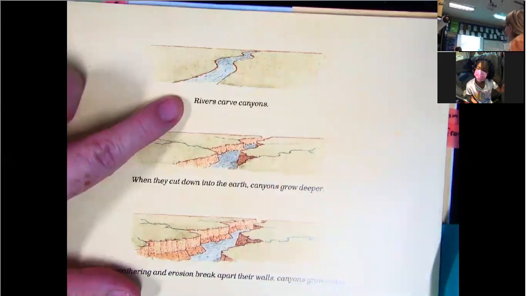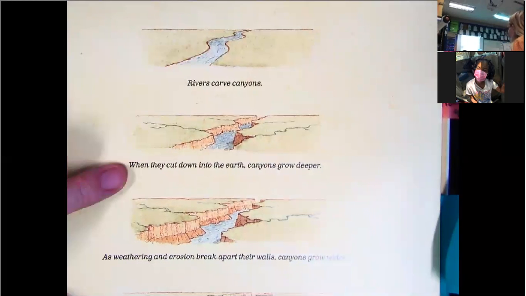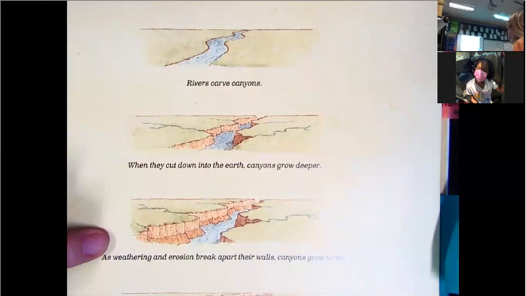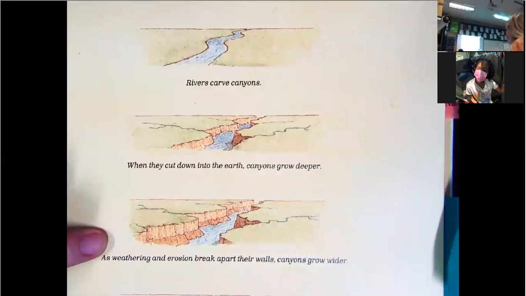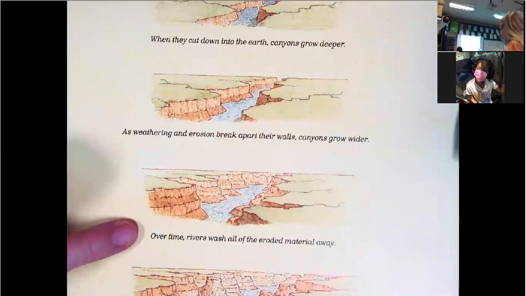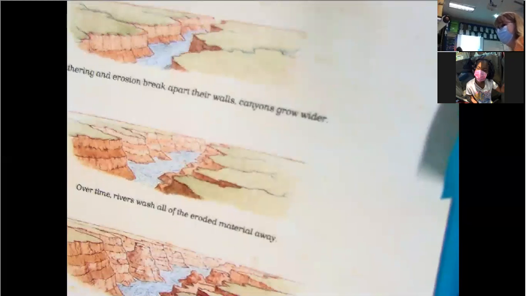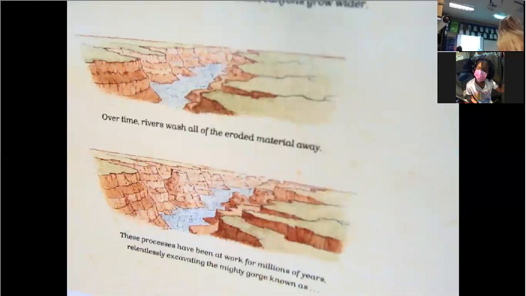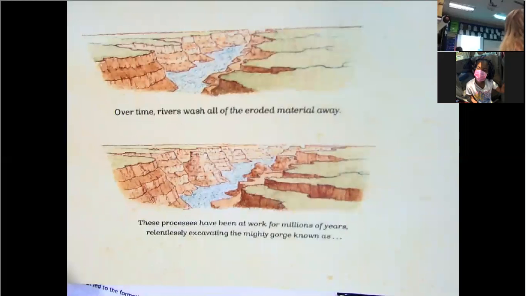Rivers carve canyons. When they cut down into the earth, canyons grow deeper. As weathering and erosion break apart their walls, canyons grow wider. Over time, rivers wash all of the eroded material away. There we go. We're looking at the Elmo. These processes have been at work for millions of years, relentlessly excavating the mighty gorge. Remember you asked what the word gorge means? Relentlessly excavating the mighty gorge known as the Grand Canyon. Okay?